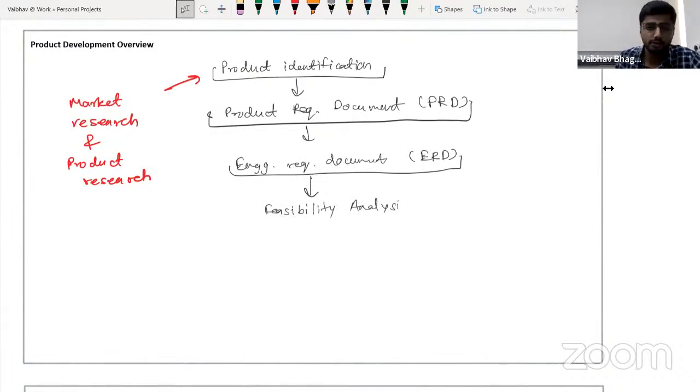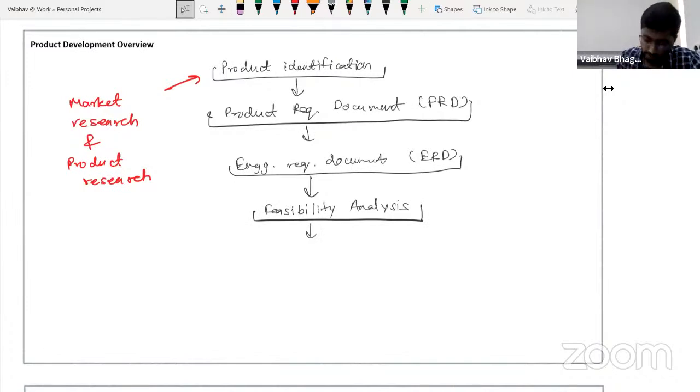Is the proposed solution feasible or not? Can it be manufactured? Is it still solving the user needs or not? Those kinds of feasibility checks you do. Is it financially possible to achieve that or not? So feasibility analysis will be done.